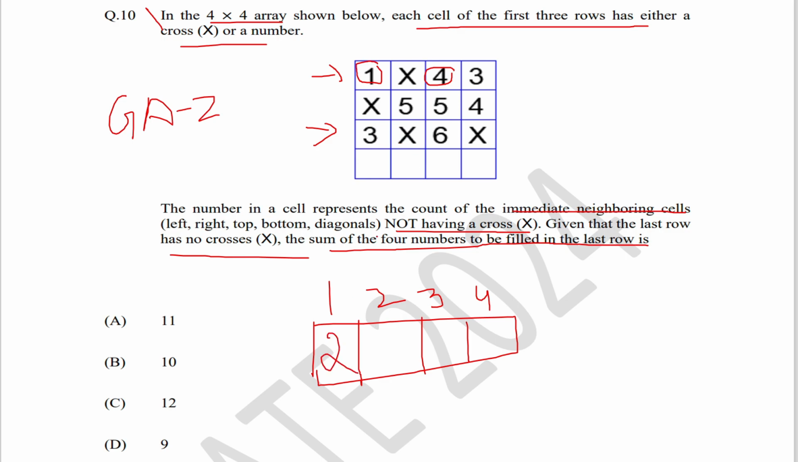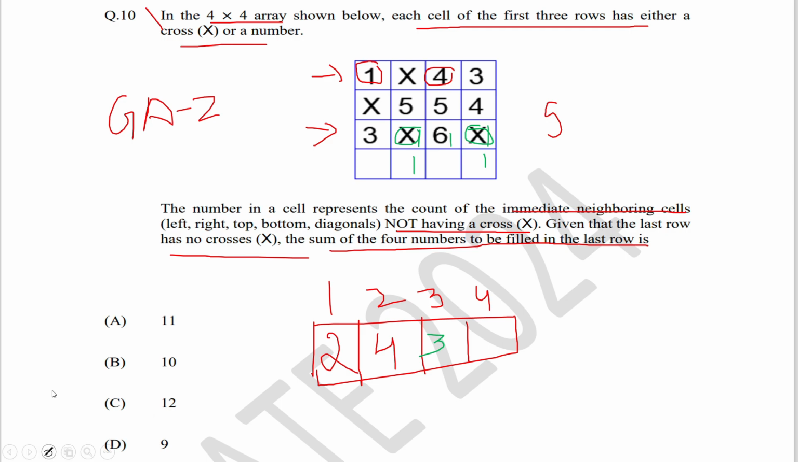Next, the second cell. For the second cell, the number of neighbors will be 1, 2, 3, 4 and 5. So totally 5 neighbors are present, out of which one of them is filled with a cross. Hence the value of the second cell will be 4. Next, let us consider the third cell. For the third cell, the neighbors will be similarly 1, 2, 3, 4 and 5. 5 neighbors are present, out of which 2 of them are filled with crosses and the others can be filled with numbers. Hence the value of the third cell will be 3.